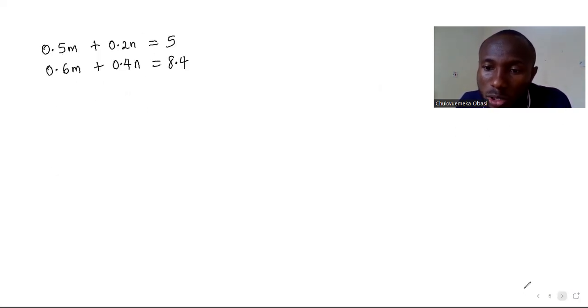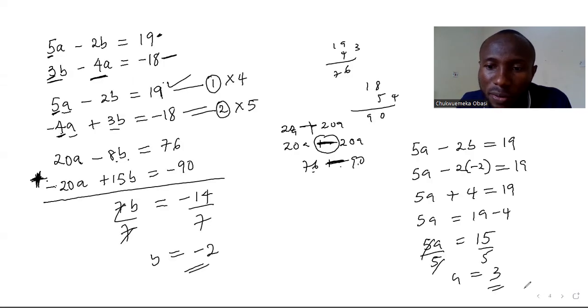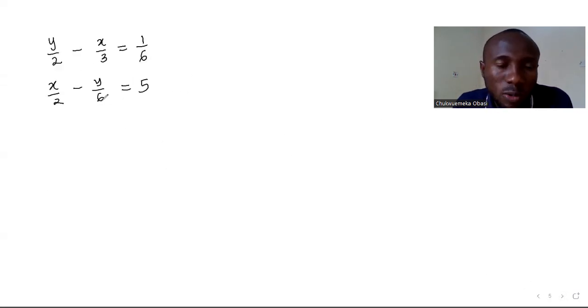So let us go to question number 5. Yeah, I think this is the fourth one. This is a fraction simultaneous equation. So I don't like working with fractions. The first thing I would like to do here is to get rid of the fractions. And how do I do that? If you look at this, call this one equation 1, call this one equation 2. Let's start with that for now.